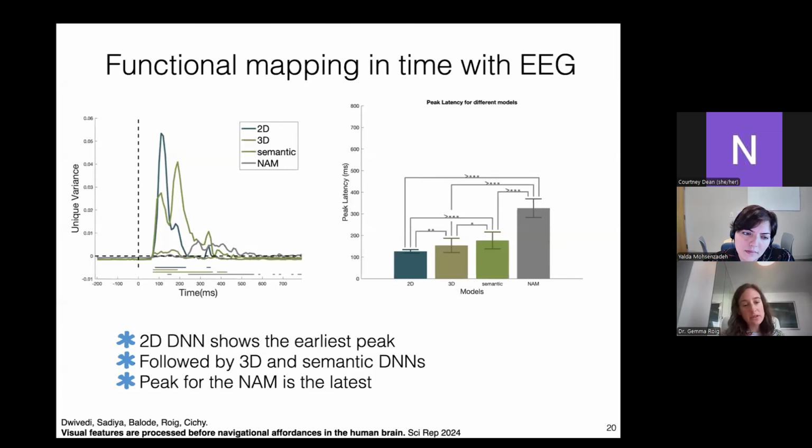So with this, what we suggest is that the visual features are processed before the navigational affordances in the human brain, at least in our setup. And actually, this has been a discussion going on in the literature, whether it happens simultaneously or one thing after the other. So in our experiments, what we see is that the representations of extracting 2D, 3D, and semantic features are potentially used for behavior.